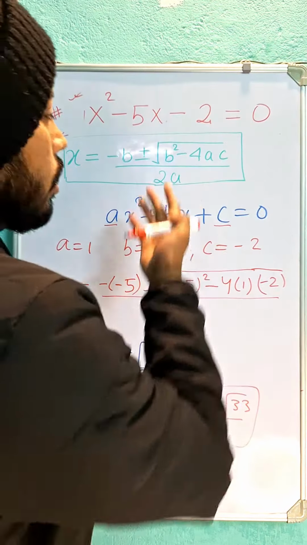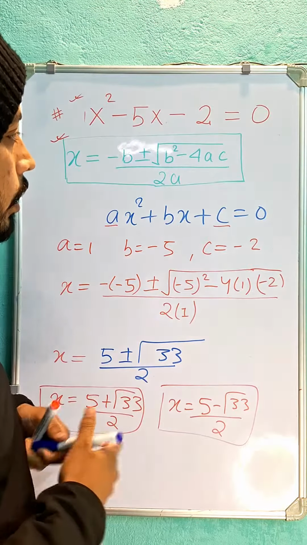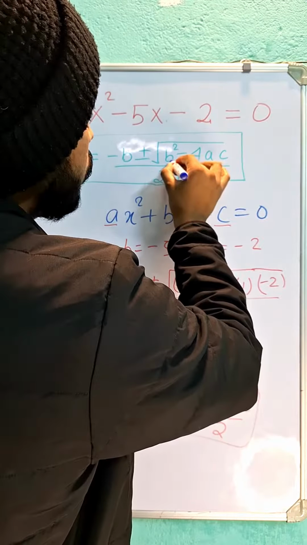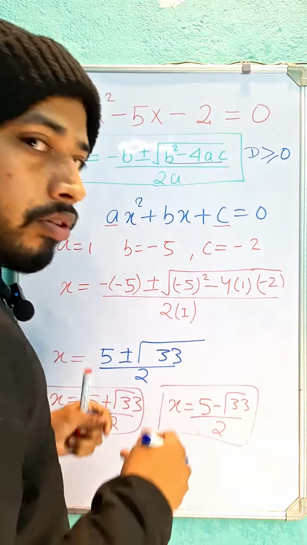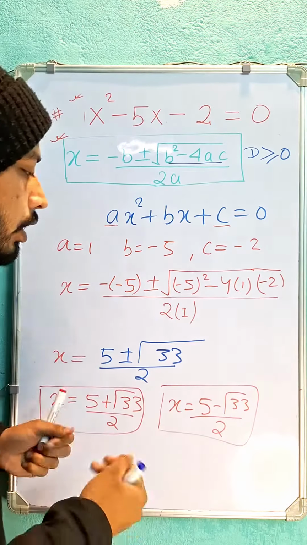You cannot solve it by the normal factorization method or any other method. So in this you have to keep in mind that this value, which is known as D, the discriminant, should be greater than or equal to 0. If not, the roots will be complex roots, they will be imaginary roots. So this is how we use the quadratic formula.